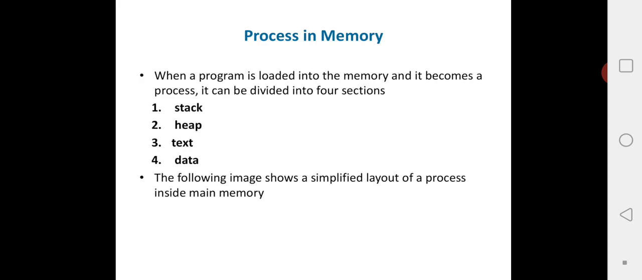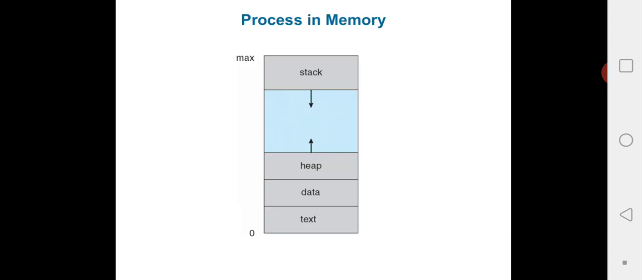Process in memory. When a program is loaded into the memory and it becomes a process, it can be divided into four sections. That is, one is stack, second one is heap, third one is text, and the fourth one is data. The following image shows a simplified layout of a process inside the main memory. This is how a process looks in main memory. You have stack, then there is a heap area, then there is data, then there is text.